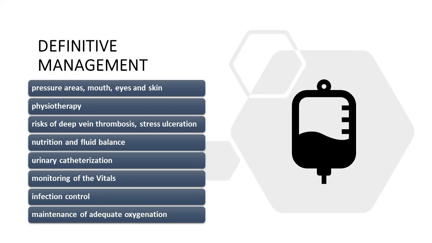Management of the comatose patient depends on the cause. Whatever the cause, it should be managed accordingly. While the patient is undergoing evaluation, it is essential to perform pressure area care, care of the mouth, eyes and skin, physiotherapy to protect muscles and joints, prevention of deep vein thrombosis, prevention of stress ulceration of the stomach, nutrition and fluid balance, urinary catheterization, monitoring of the CVS, infection control, maintenance of adequate oxygenation with the assistance of artificial ventilation as and when required.